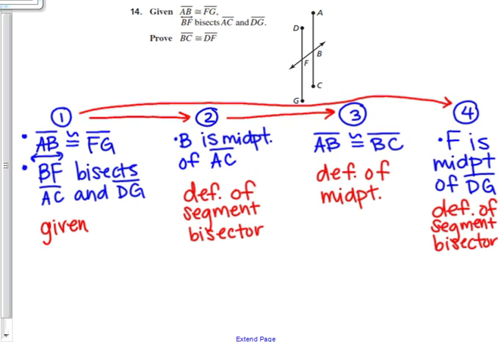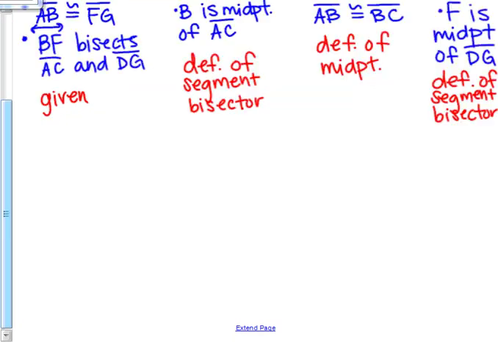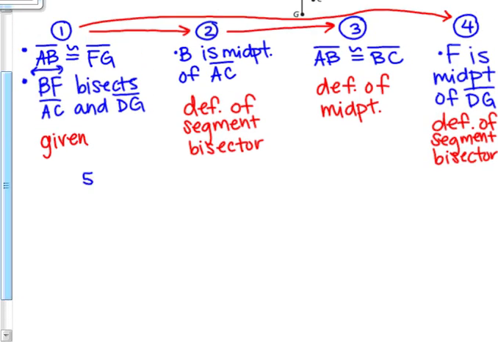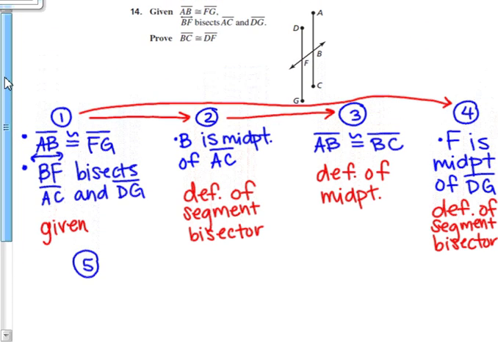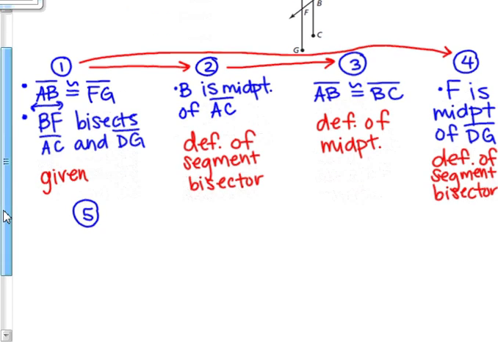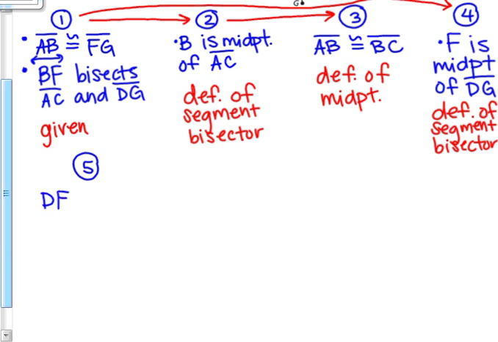All right. So my next step, I'm going to scroll down just a little bit. For step 5, I'm going to do just like I did on step 3. Because I knew in step 3 that B was the midpoint of AC, I could say that AB and BC were congruent. Well, same kind of thing I'm doing for DG now. I know that F is the midpoint of DG, so I'm going to say that DF is congruent to FG. I know that because I knew that F was my midpoint. So the reason for number 5 is just the definition of a midpoint.